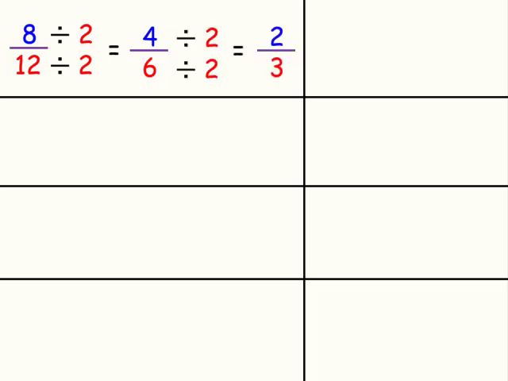You can always try to reduce these problems by writing it this way instead. It's the same process. 8 divided by 2 is 4, 12 divided by 2 is 6. And then 4 divided by 2 is 2, and 6 divided by 2 is 3. Or we could simply divide out the greatest common factor. 8 divided by 4 is 2, 12 divided by 4 is 3.